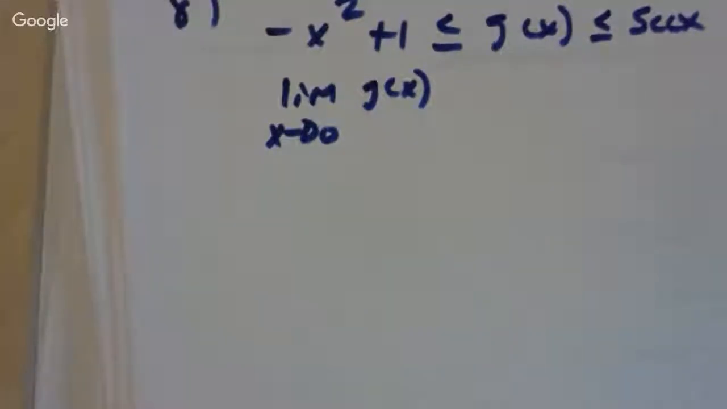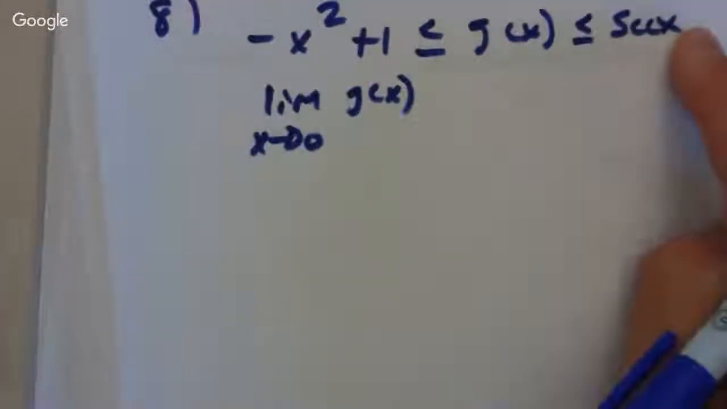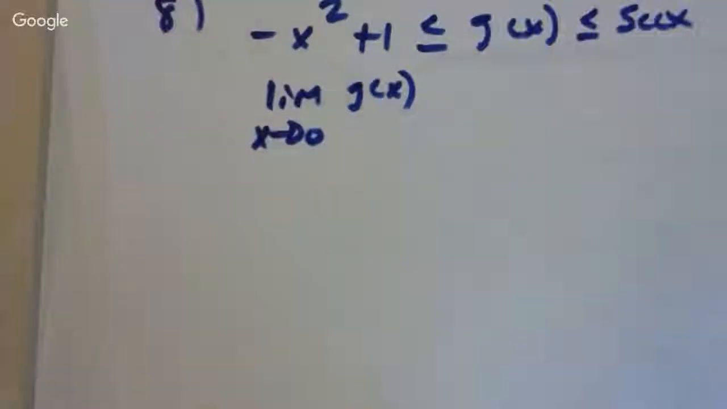All right, well, secant x is 1 over the what? 1 over the cosine. What's cosine getting close to as x gets close to 0? 1. So this is getting close to what? 1. And this is getting close to what? 1. So here's what we say.